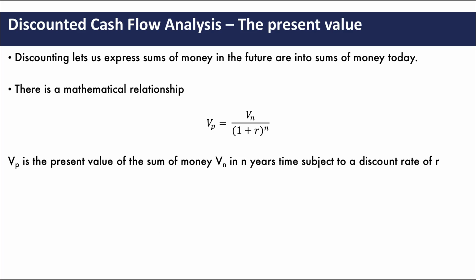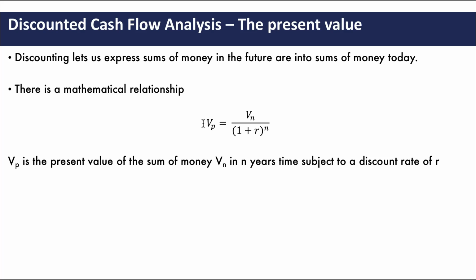Discounting lets us express sums of money in the future into sums of money today. And there's a mathematical relationship, which is VP equals Vn over (1 plus R) to the power n, where VP represents the present value of a sum of money. VP is the present sum of money, Vn, in n years' time, subject to a discount rate of R. Now we'll discuss what a discount rate is, alright?